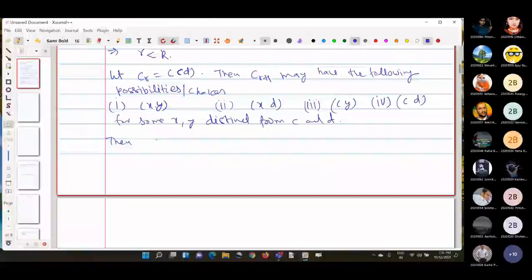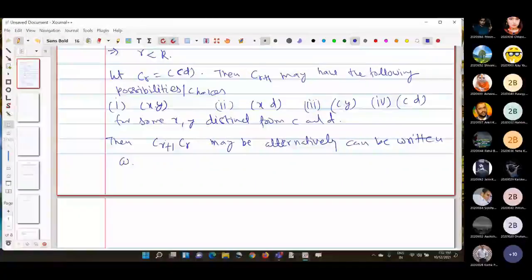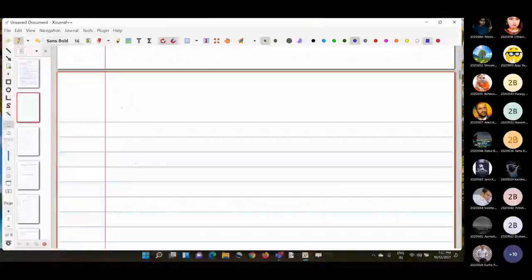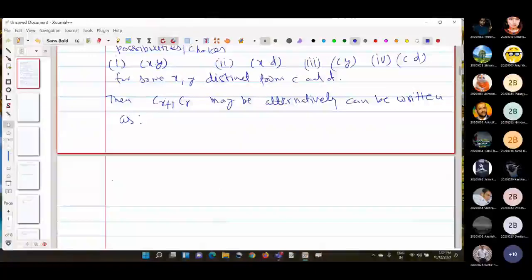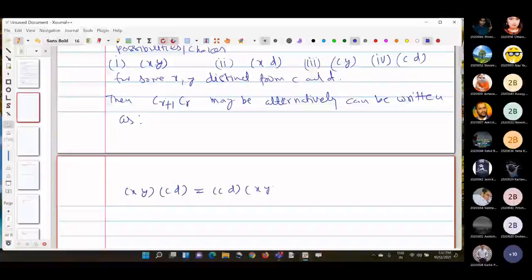Then CR and CR plus one, the product of this, the product of CR plus one and CR may alternatively be written. So let us see how we can write them. What are the possibilities? First, XY. The first possibility was XY. So XY, and then on the right, I need to keep CD, because XY are distinct from CD, so they will commute: CD and then XY.